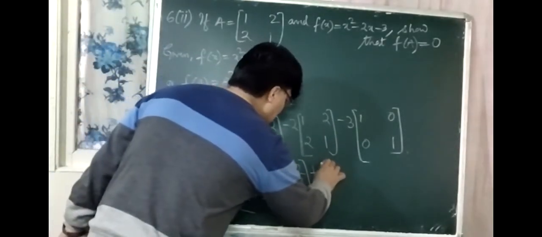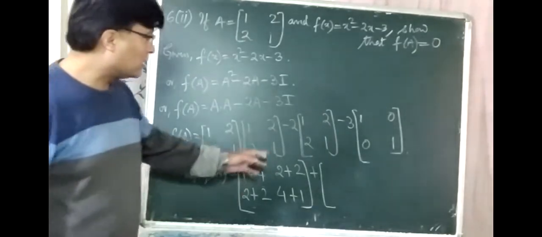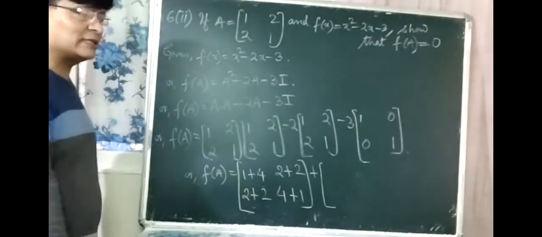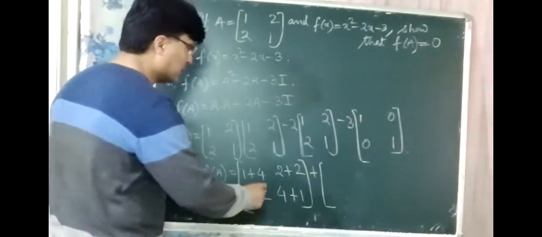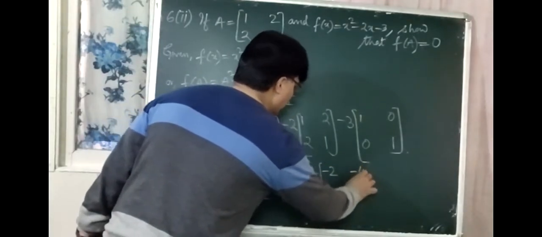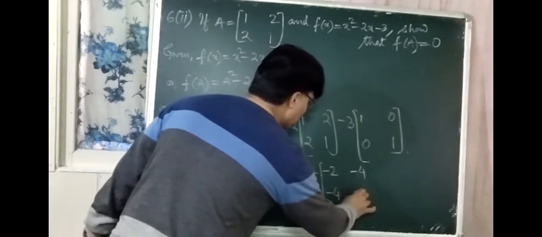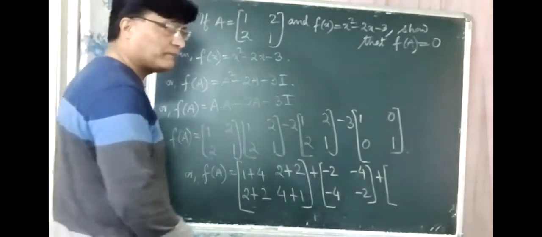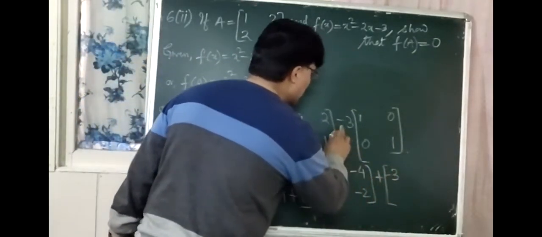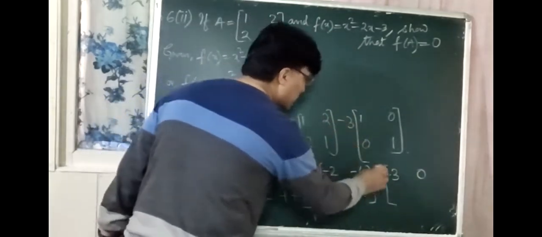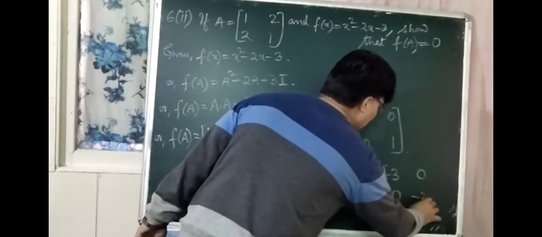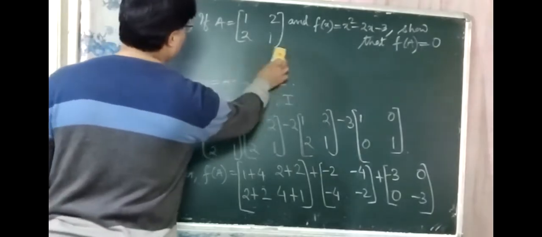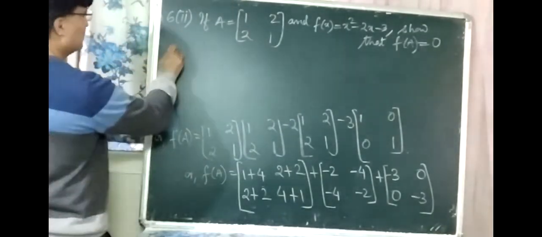Now plus, now multiply by minus 2 out here. Multiply all these elements by minus 2, because minus 2 is the scalar multiplication of that matrix A in this case, right? So minus 2, minus 4, minus 4, minus 2, plus. Now multiply by minus 3 there. Minus 3 into 1, minus 3, minus 3 into 0, 0, minus 3 into 0, 0, minus 3 into 1, that is your minus 3. Is that clear?